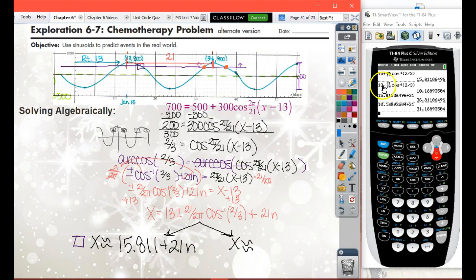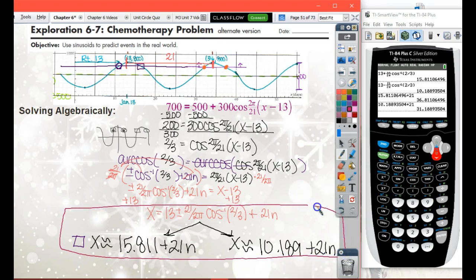My other answer comes from 13 minus all of this by the cosine inverse, and I get 10.189. And again, that would be looking at the graph, this point right here, and I could add multiples of 21n to get more. And so what I've just found here are general solutions. And so I'll be looking for this on your test, that you can find the general solutions. This is where arc cosine comes from. We can now find any answer that we want. But to answer the problem, we're looking for these 2 points.